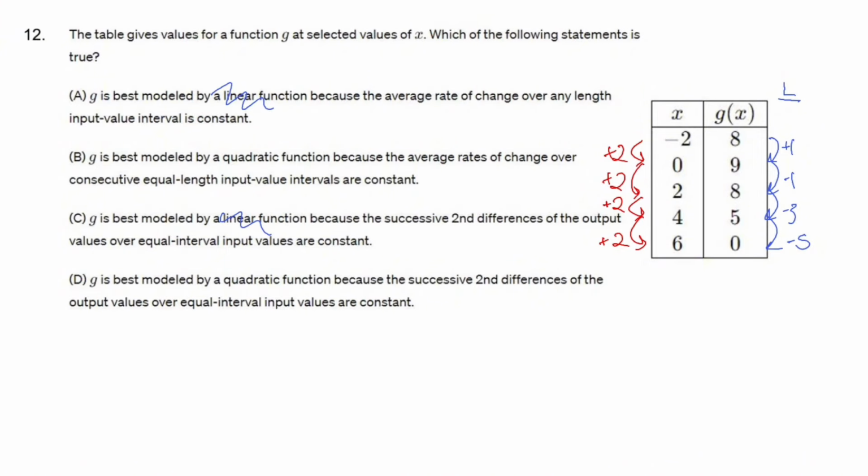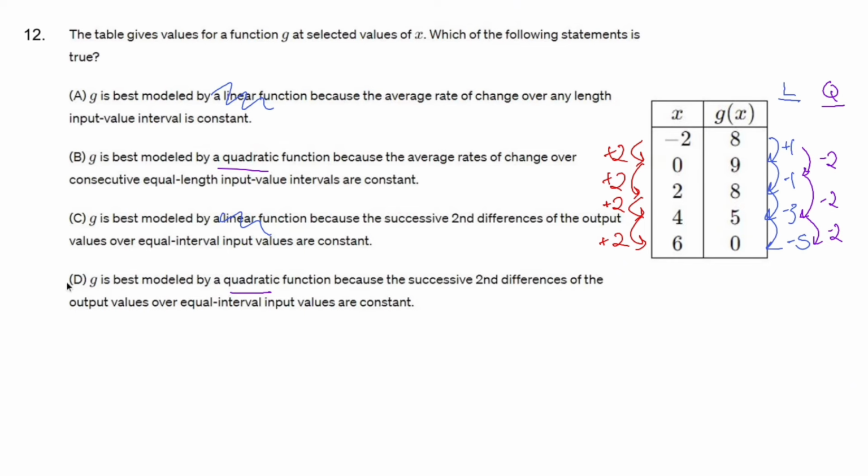Now, to test to see if it's quadratic, we need to see if the second rate of change is constant. So what happens here? Well, from 1 to -1, you subtract 2. And from -1 to -3, you subtract 2. And from -3 to -5, you subtract 2. So this is quadratic. And it's quadratic because the second differences of the output values over equal interval input values are constant.